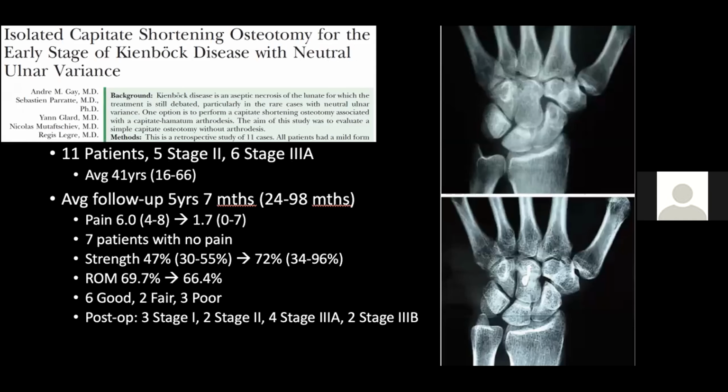Radial shortening is often used in patients with ulnar negative variants, but in patients with neutral or ulnar positive variants, capitate shortening is a viable alternative. Gay et al. evaluated 11 patients at an average of 5.5 years after capitate shortening osteotomy. The majority of patients experienced no pain with improvements in grip strength and relatively good outcomes based on the modified Evans criteria.